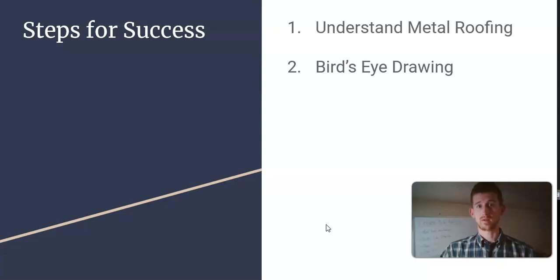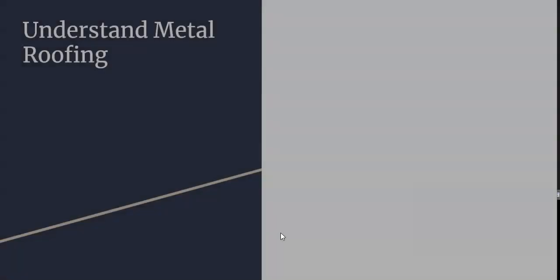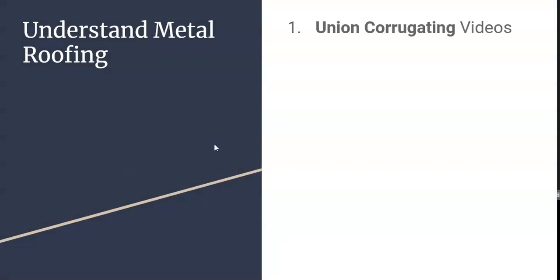Then you're going to need to be able to put together a bird's eye drawing. That's going to be very helpful to create an accurate panel list, what they call cut list. And then from that, you can also figure out your trim list and accessories. All right, how are we going to understand metal roofing?